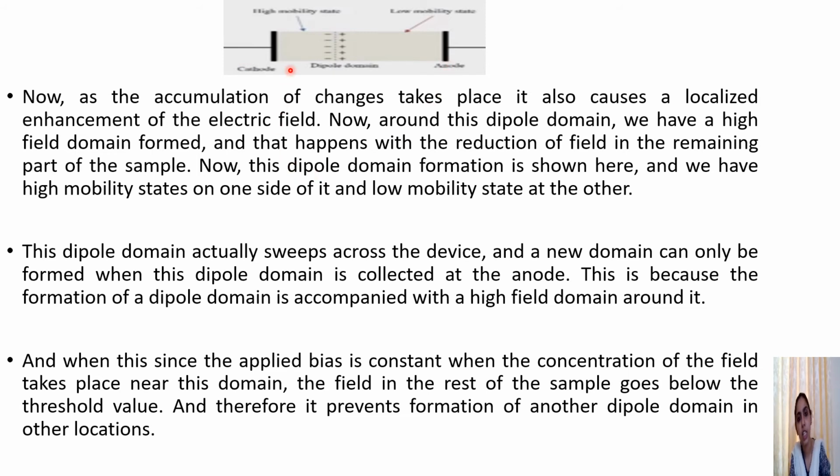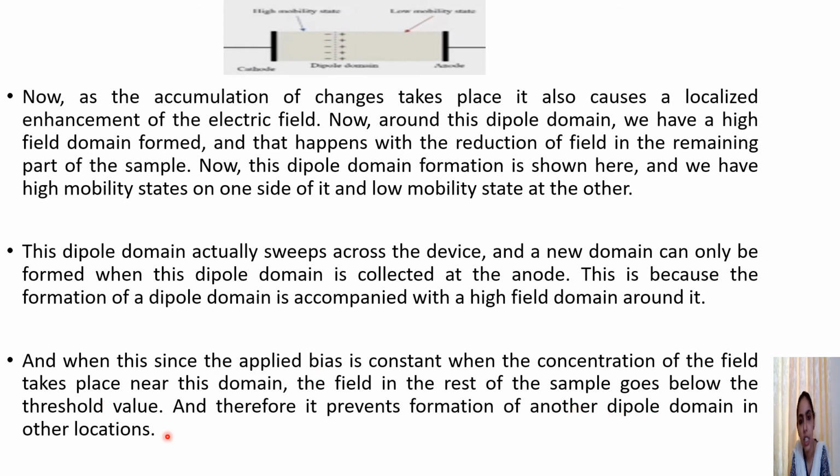So when we increase our electric field above threshold, first of all one dipole region will be formed. When it is collected at the anode, we get a current pulse at the output, and again when we increase the electric field above the threshold, another dipole domain is formed, and this process is repeated. When the applied bias is constant, the concentration of the field takes place near this domain, and the field in the rest of the sample goes below the threshold value, and therefore it prevents the formation of another dipole domain in another location.